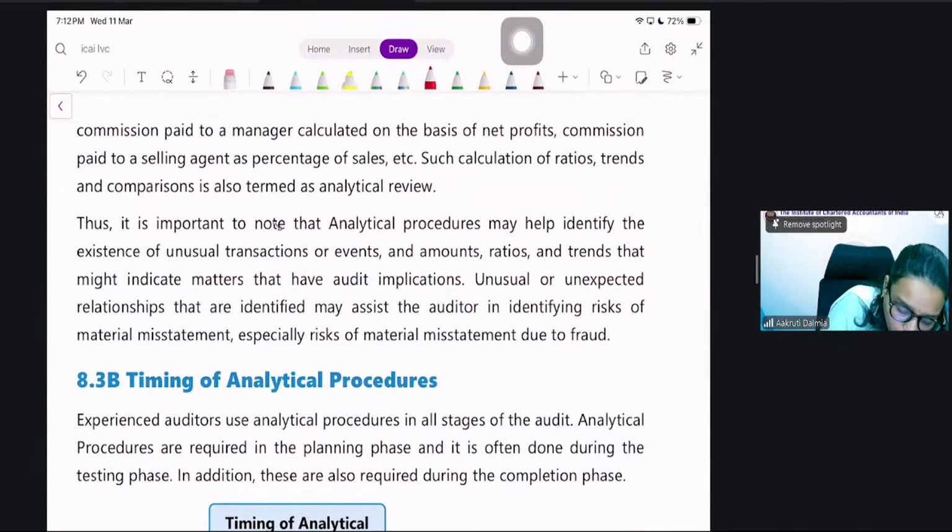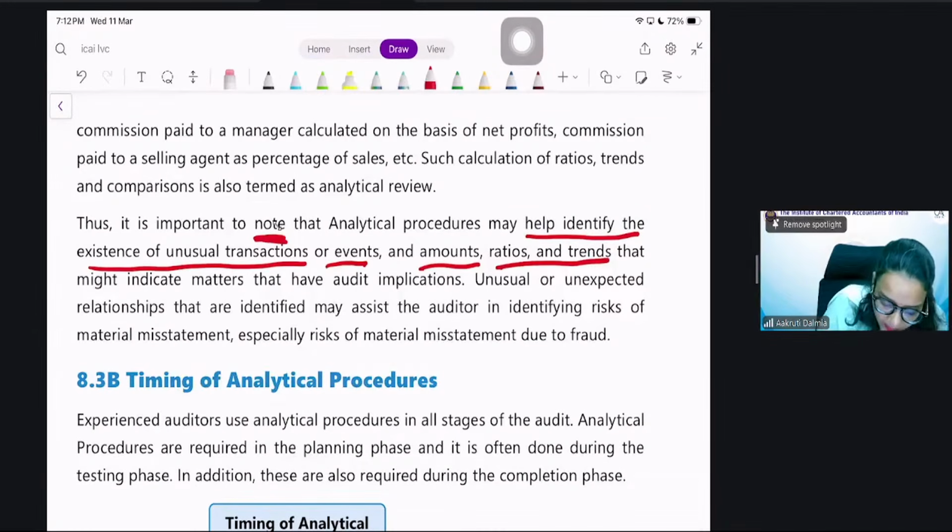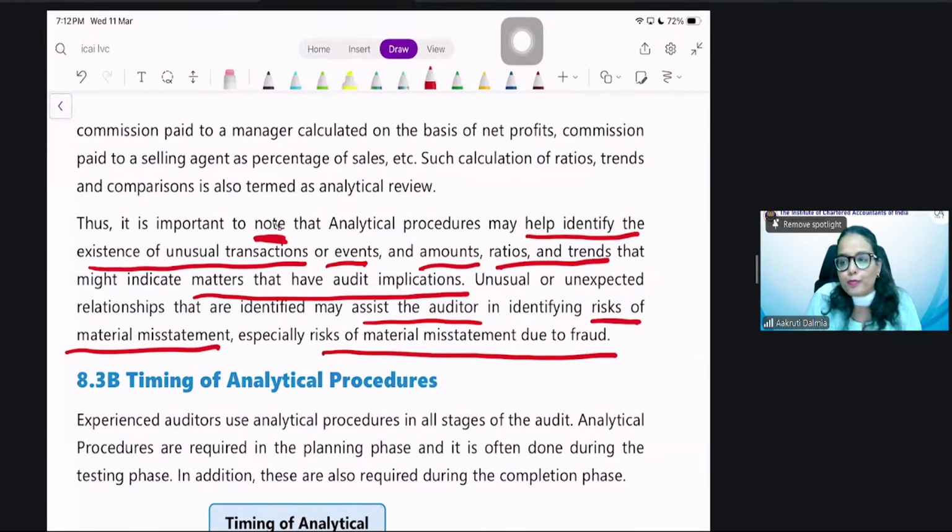Now, it is important to note that analytical procedures may help you identify the existence of unusual transactions or events, amounts, ratios, and trends that can indicate matters that have audit implications. Unusual or unexpected relationships that are identified may assist the auditor in identifying risk of material misstatement, especially risk of material misstatement due to fraud.